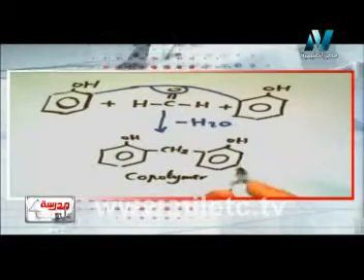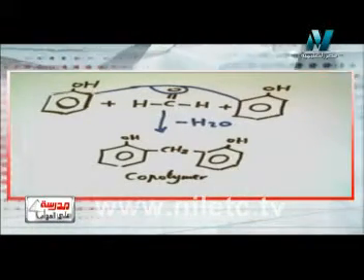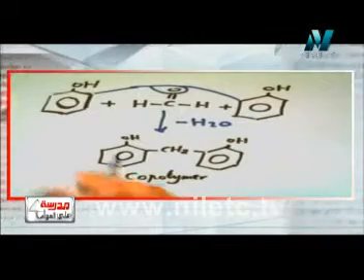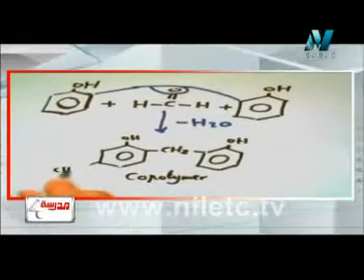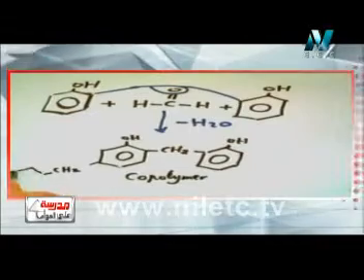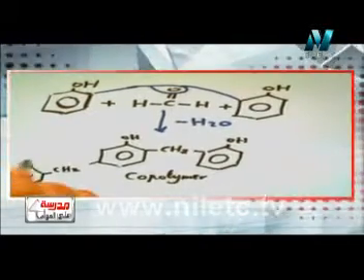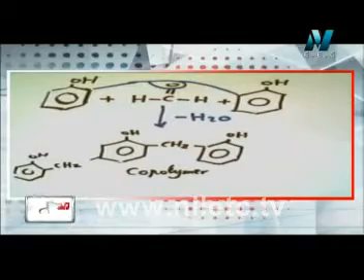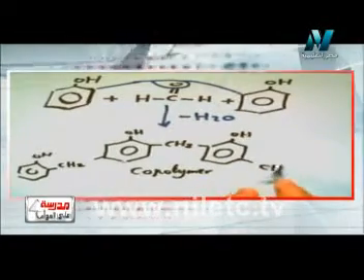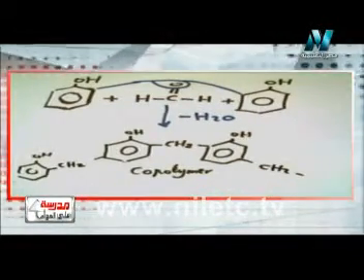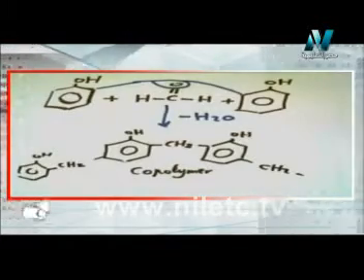The condensation occurs once more with CH2 and phenol, and here again CH2 and phenol. The condensation continues until it gives a polymer, and this is called condensation polymerization to form bakelite. What is bakelite? Bakelite is a thermosetting substance.